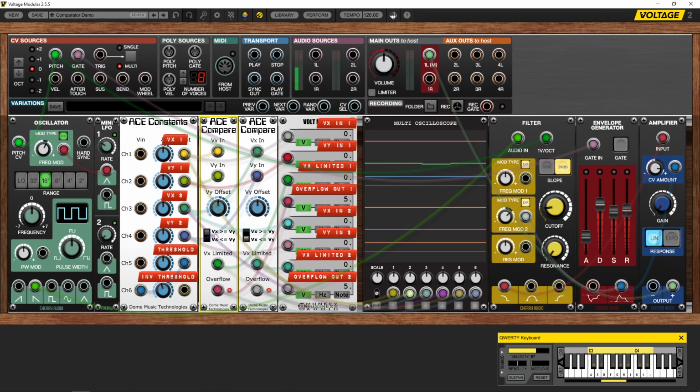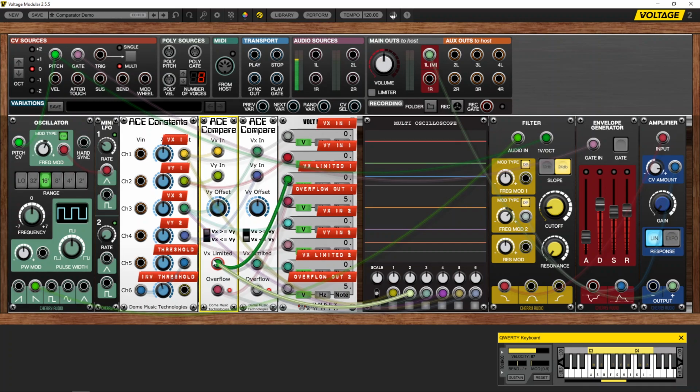It has a switch to determine what the condition is that you're trying to work out, and that's where voltage X is greater than or equal to voltage Y, or voltage X is less than or equal to voltage Y.